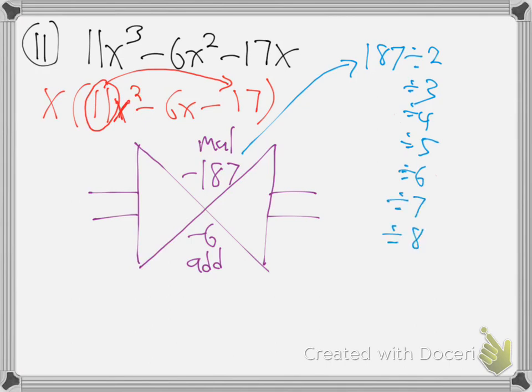You just use your calculator real quick. Divide by 2, it doesn't even go. Divide by 3, it doesn't even go. Divide by 4, it doesn't go. Divide by 5, it doesn't go. Divide by 6, it doesn't go. Divide by 7. But since 11 and 17 are prime numbers.